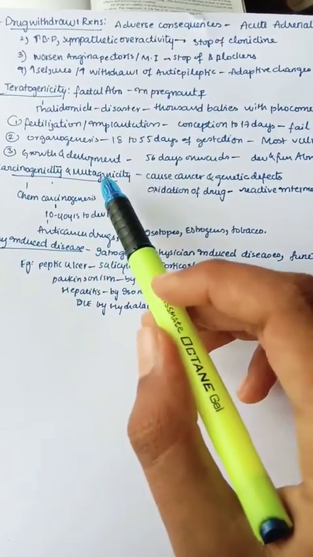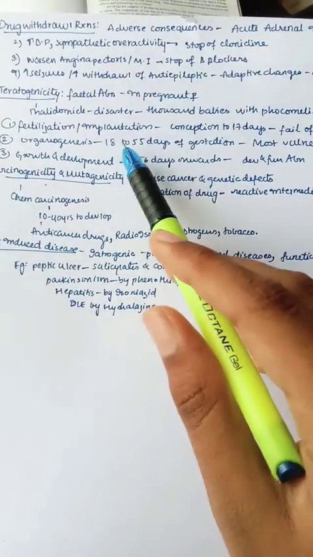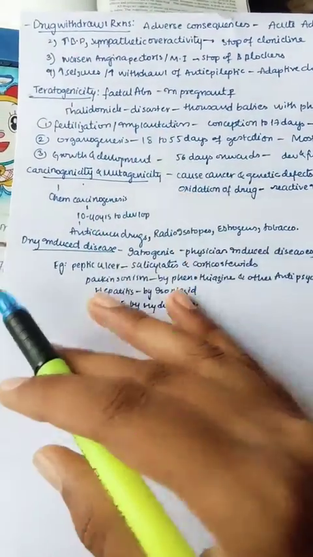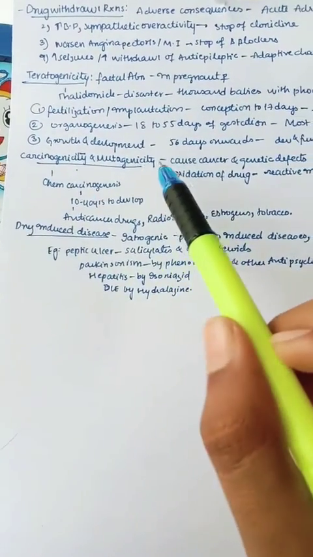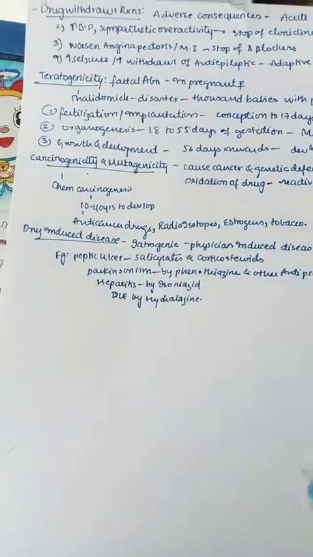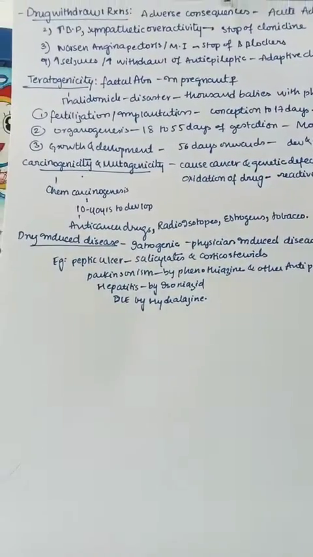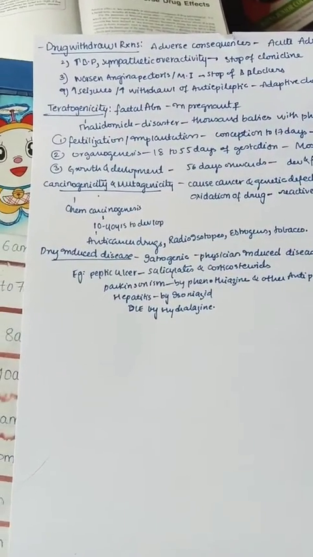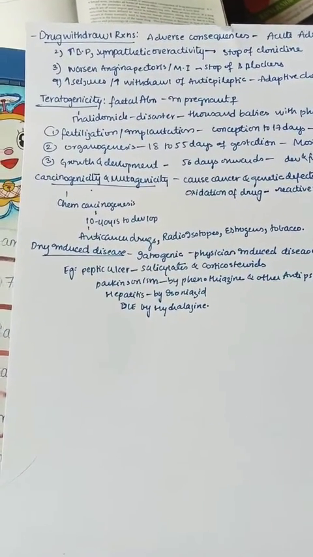And organogenesis: all organs start forming at about 18 to 55 days of gestation, so it is most vulnerable if we use drugs during this time. And growth and development, from about 56 days onwards, because development of the different organs takes place, so we should not take drugs during this time. It is better for pregnant females to avoid drugs altogether, and use them only if necessary.